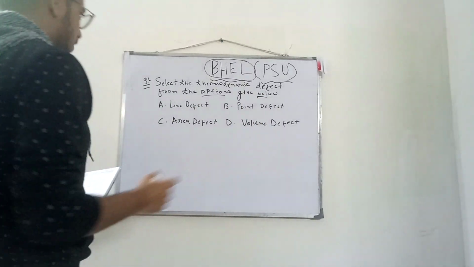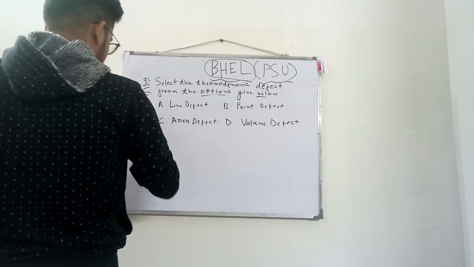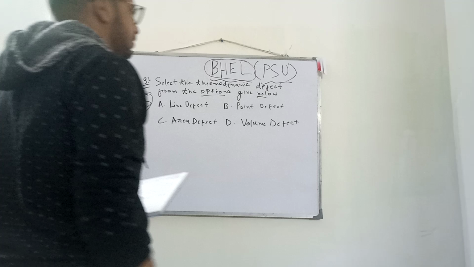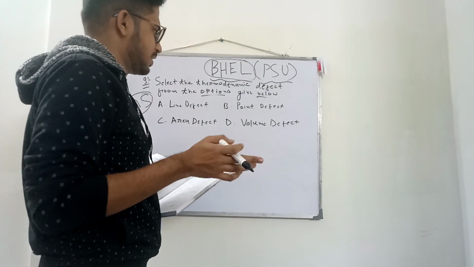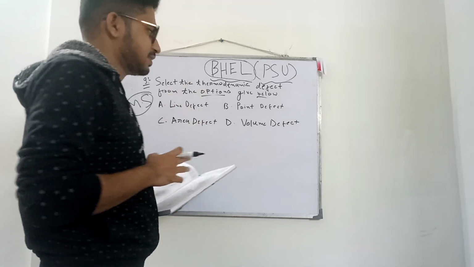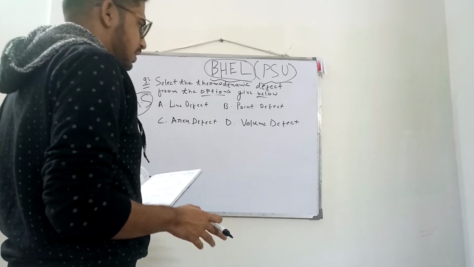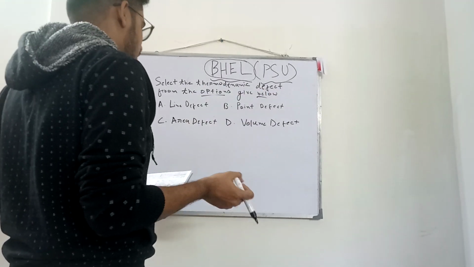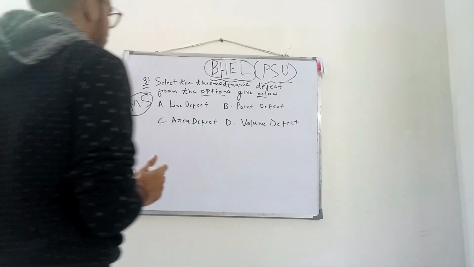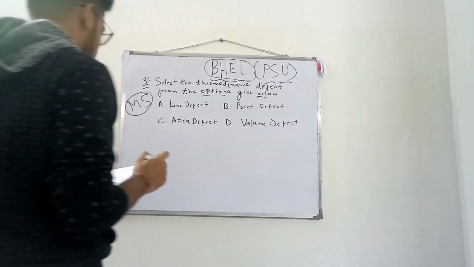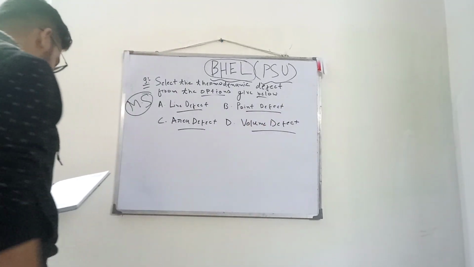Select the thermodynamic defect from the options given below. This is a material science question. We haven't studied material science, so this question is not directly relevant to our lectures, but we are doing it because it is helpful for you. The options are line defect, point defect, area defect, and volume defect.